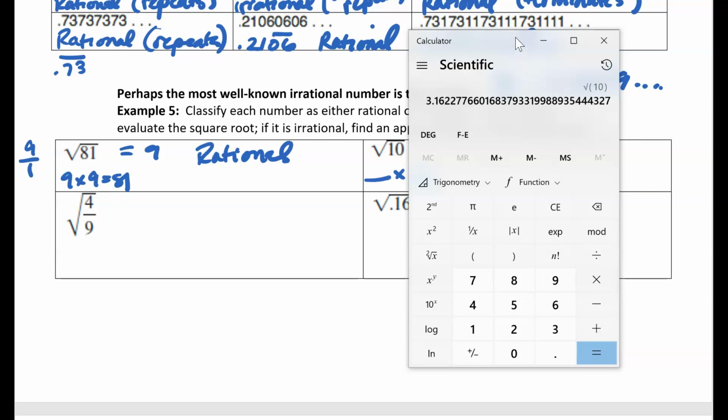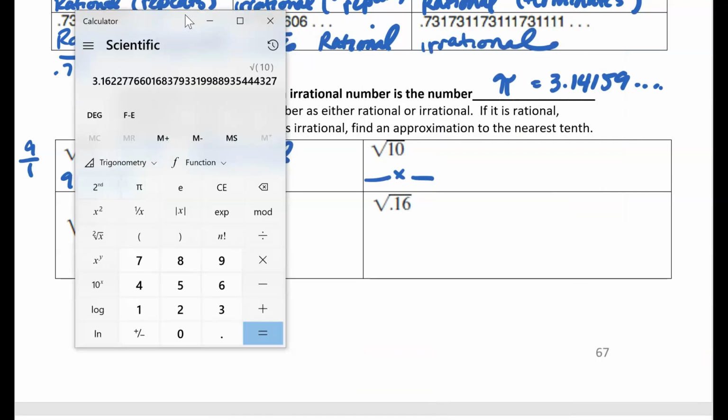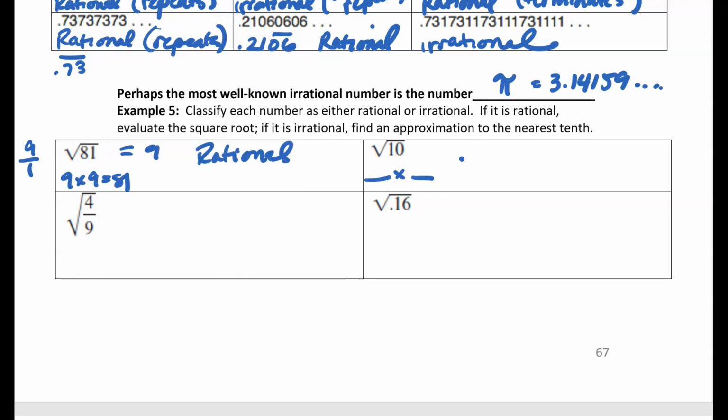So to estimate, it says find the approximation to the nearest tenth. So I'm going to say the square root of 10 is approximately 3.2 if we round that. So we're going to say approximately 3.2, and it's irrational. 10 is not a perfect square.